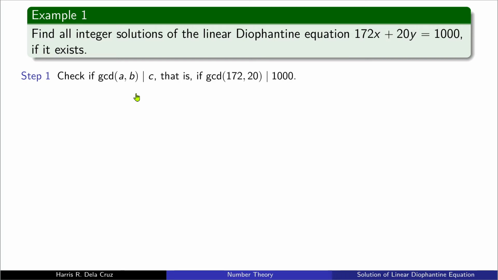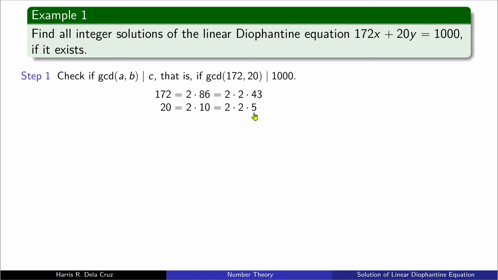That is, if the GCD of 172 and 20 divides 1000. So let's see. 172 is actually 2 times 86. Now, 86 is still divisible by 2, which is equal to 2 times 43. So all in all, 172 is 2 times 2 times 43. On the other hand, 20 is equal to 2 times 10, and 10 can actually be written as 2 times 5. So all in all, 20 is 2 times 2 times 5.